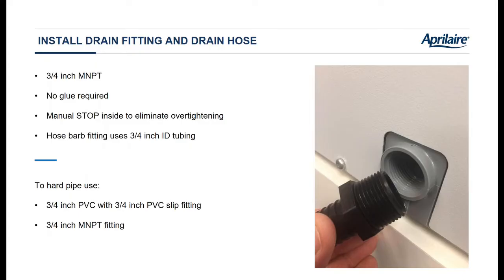If you prefer to use PVC, don't use the threaded hose barb. Just go with, from your plumbing supply store, a threaded to slip fitting, and then you can use your 3/4 inch PVC.